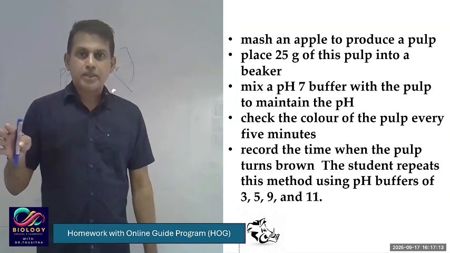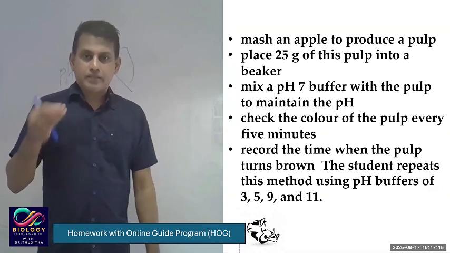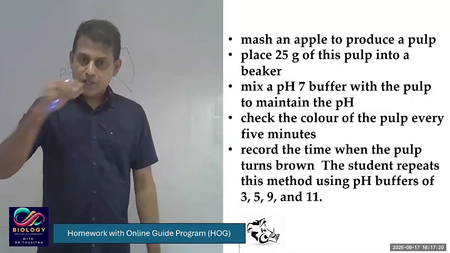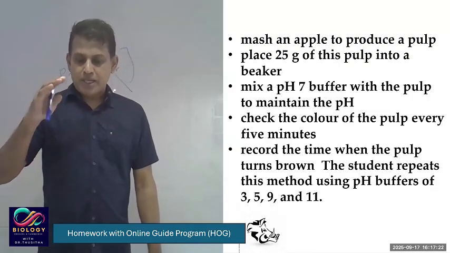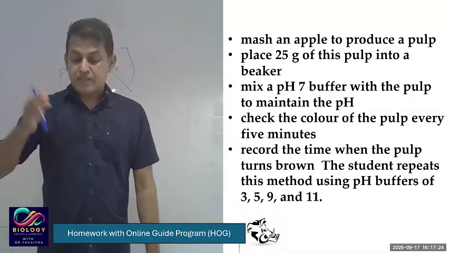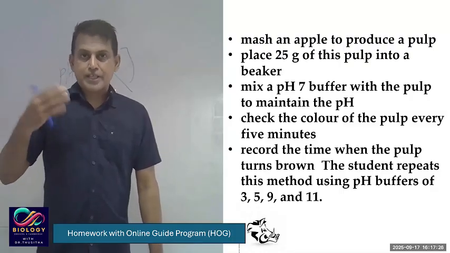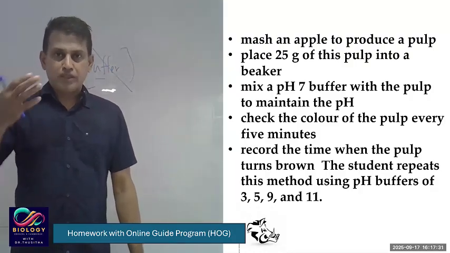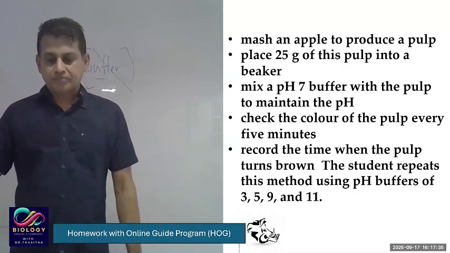Did you understand the method? Simply take the apple pulp and the student adds solution to make different pH: 3, 5, 7, 9 and 11. And the student checks the color, the time taken for the color to change from normal fresh apple color to brown color.